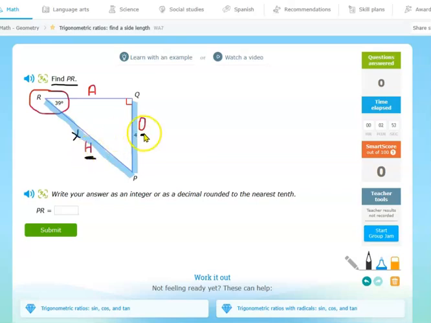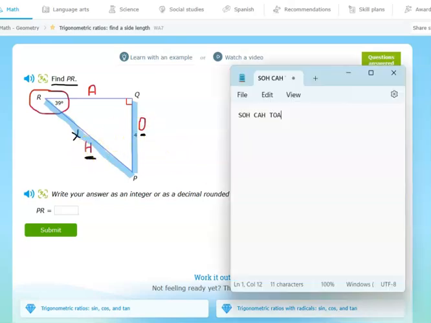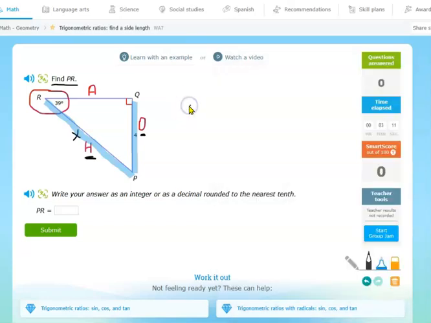So we have H and O, and I'm going to pull up my mnemonic device right here, SOHCAHTOA. O and H is only found in this one right here, SOH. None of the other ones contain both O and H. SOH stands for sine, opposite, hypotenuse. So we are going to use the sine trig ratio to solve this problem. Sine equals opposite over hypotenuse.